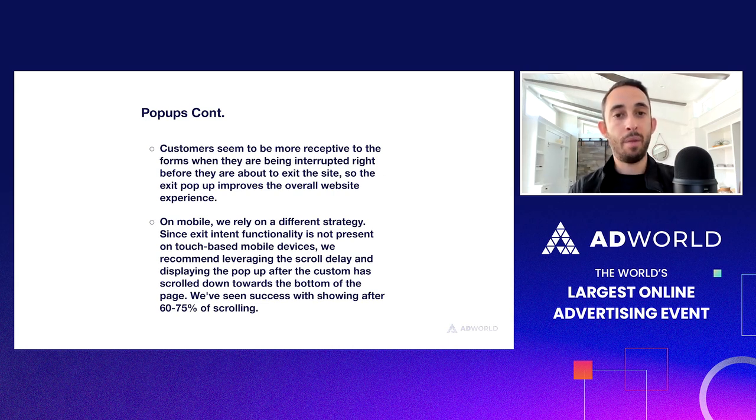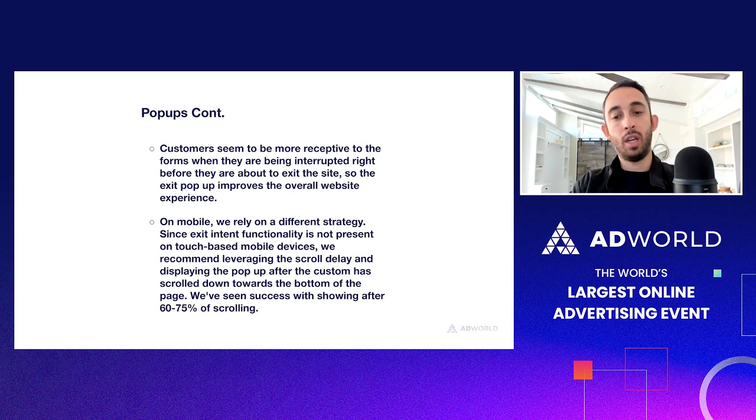So exit intent makes the website experience as a whole a little bit better than just showing something in someone's face right when they hit your website, or after they've quickly scrolled through a portion of it. However, on mobile, we do rely on a different strategy. Exit intent functionality is not super present and not really readily available on touch-based mobile devices. It's not really effective. It doesn't really work.